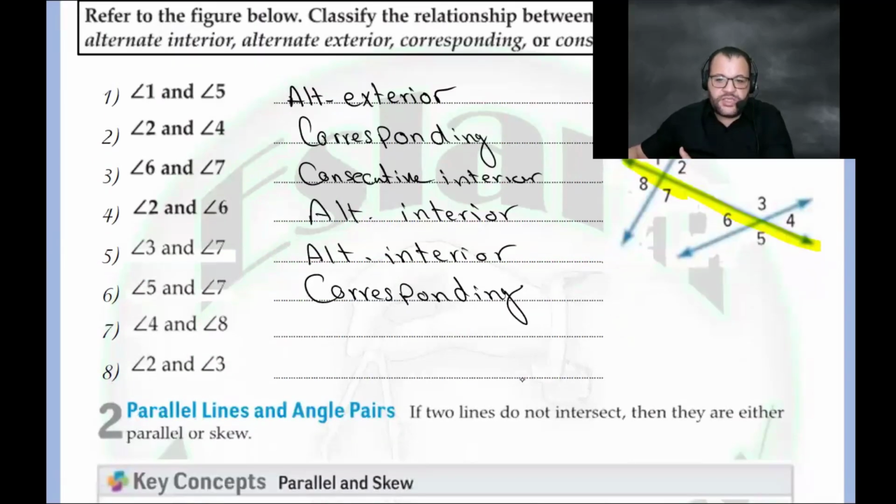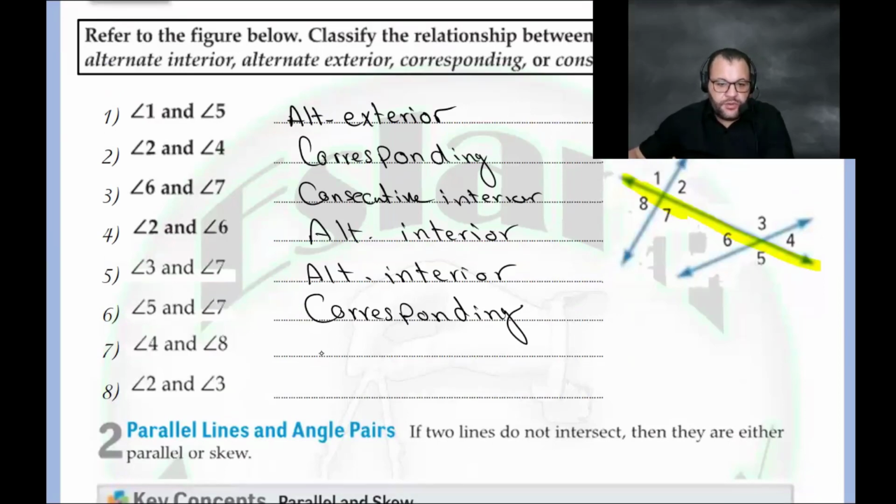They lie on the same side of the transversal, one interior and the other one exterior. Alternate exterior, 4 and 8. Okay. 2 and 3. Not corresponding. There is nothing called corresponding in the consecutive interior. Corresponding is one interior, one exterior. So it will be consecutive interior.